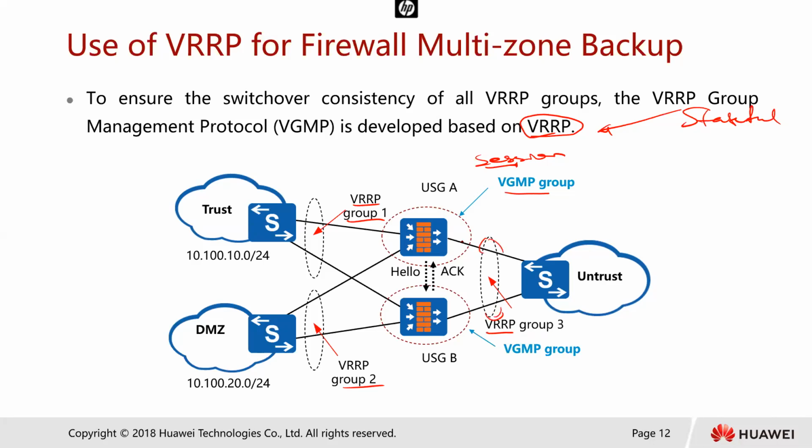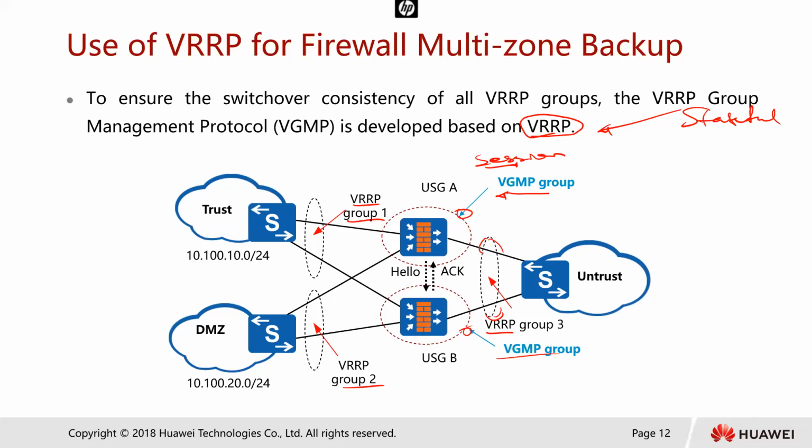Here, we have multiple of them. VGRP1, VGRP3, these are bound together and put onto one VGMP group, which manages the Vrrp groups in a unified manner. Like you hear the word management, its role is to manage. So VGMP controls the status switchover of Vrrp groups in a unified manner, ensuring consistency of the Vrrp group status.